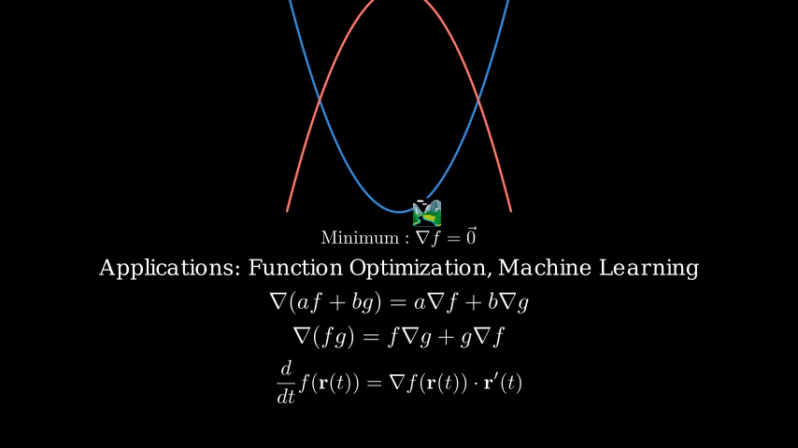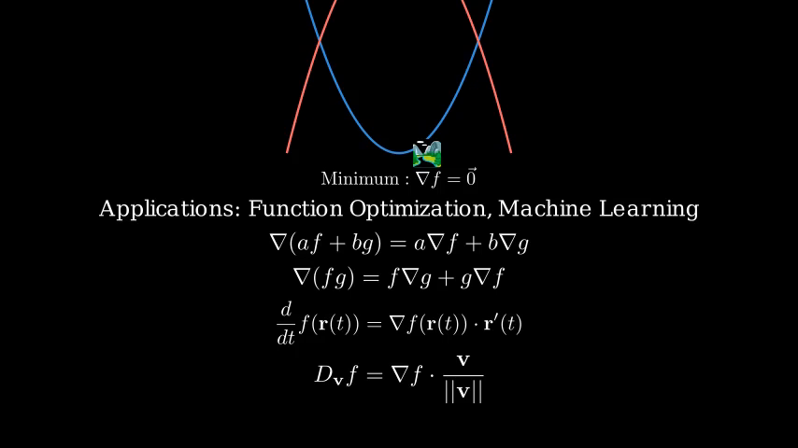Property 8. The gradient can be seen as a linear transformation. It maps a vector v to the directional derivative of f in the direction of v. Specifically, the directional derivative of f in the direction of v equals the dot product of the gradient of f with the unit vector in the direction of v. This viewpoint connects the gradient to linear algebra and helps explain its geometric properties.